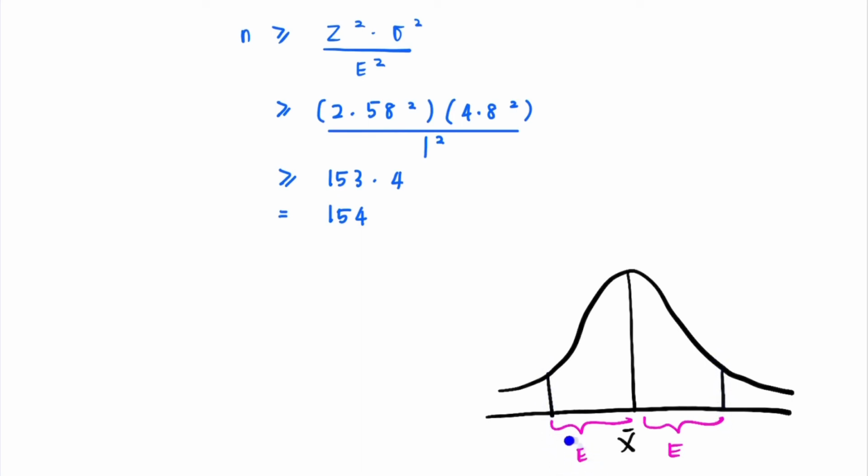So how to find the error here? Given the error is within 1 unit of the population mean. So this is the mean, and within 1 unit means that your error will be equivalent to 1. This is also 1. So that's why you have 1 as your error here. Then if you calculate this, you have 153.4. Then round up to the nearest whole number, you have 154.